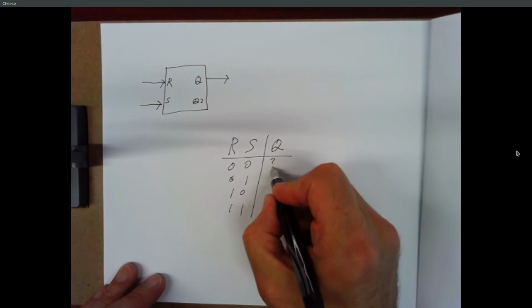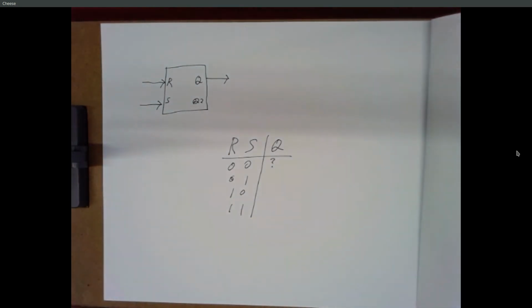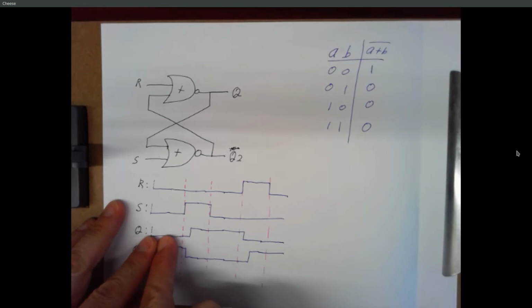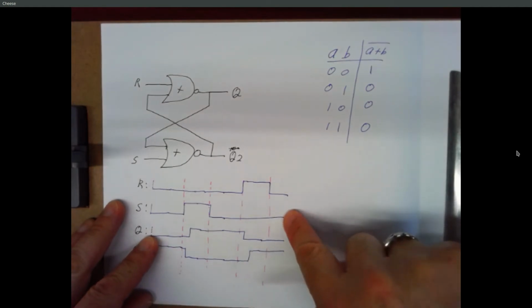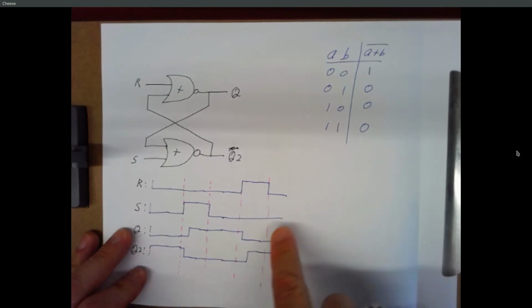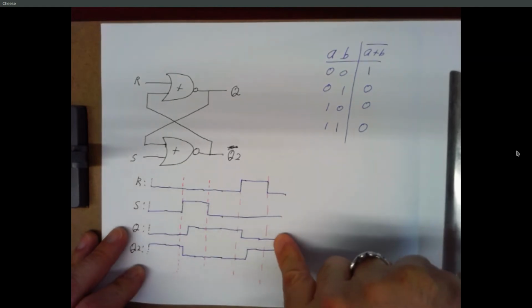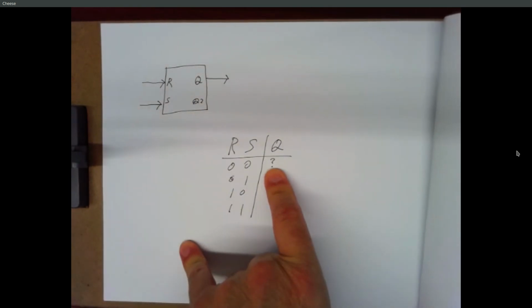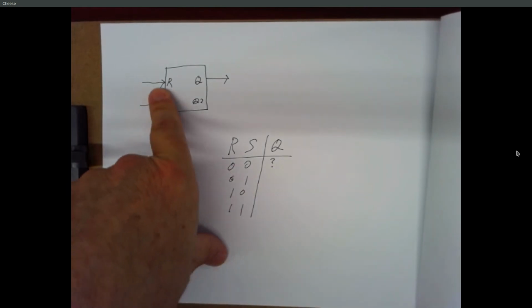So what is Q if R is 0 and S is 0? I don't know. We can't make a truth table for this, because sometimes R and S are 0 and Q is low. Sometimes R and S are 0 and Q is high. And then a little while later, maybe R and S are 0 and Q is low. So it's not a truth table kind of thing. It's not a combinational circuit anymore. It's a sequential circuit. It depends on the values of these in the past as well as their current values.